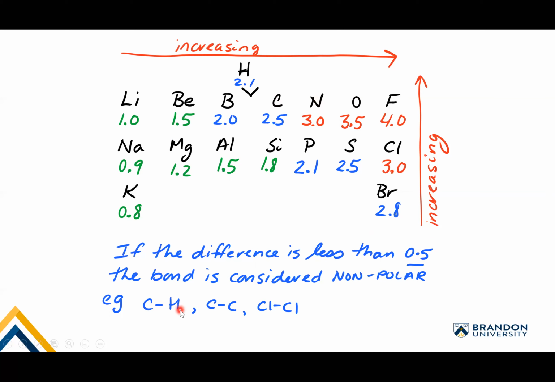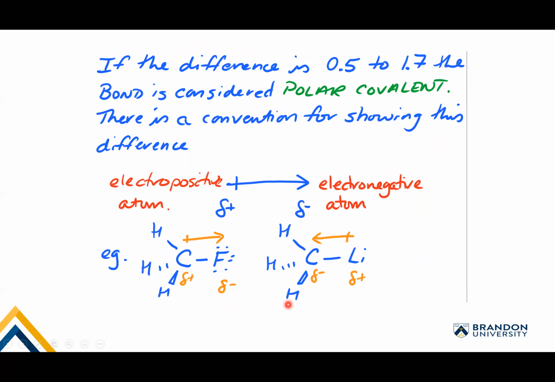So carbon-hydrogen, non-polar bond, carbon-carbon, non-polar bond, chlorine-chlorine, because the difference between 3 and 3 is 0, non-polar bond. But if it's in between this magic range of 0.5 and 1.7, we call these polar covalent bonds. Now, there's basically a little convention we use, and anything over 1.7 is an ionic bond.